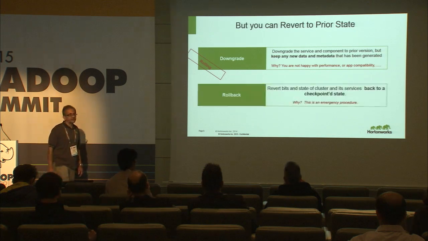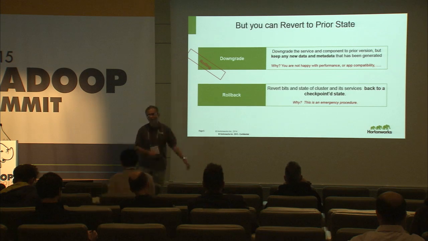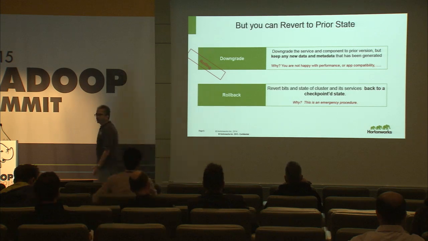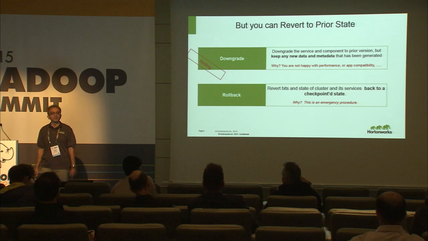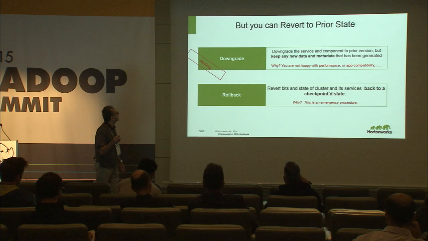The other kind of thing that is supported also is rollback, where you're really going back to a checkpointed state. And this is typically only used when there's an emergency, there's a real problem. So generally, you want to use downgrade, not rollback. But it's a nice safety net to have.